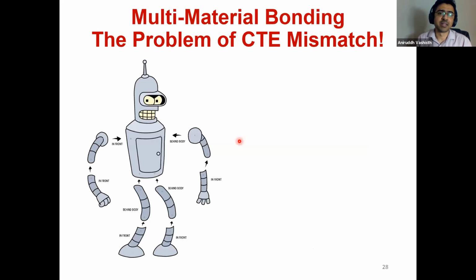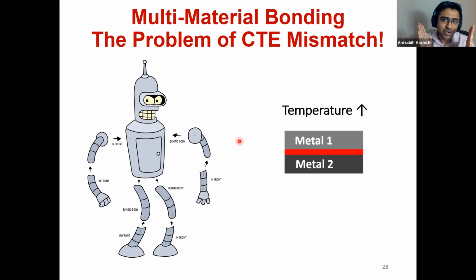So what is the problem of multi-material bonding? If you want to bond multiple types of metals, it's really challenging. I'll tell you what the challenge is, the problem of CTE mismatch, with this really good example of Bender from Futurama, who we all know. And we all know that Bender is made up of iron and osmium. So these are two different types of metals. So let's say you want to bond two metals together.